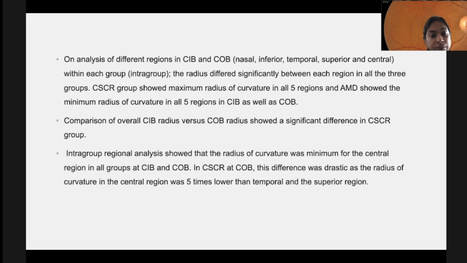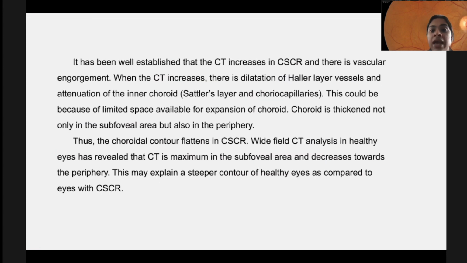Comparison of overall CIB radius versus COB radius showed a significant difference in the CSCR group. Within the CSCR, the outer boundary and inner boundary were significantly different. Intra-group regional analysis showed that the radius of curvature was minimum for the central region in all the groups at CIB and COB. In CSCR at COB, this difference was drastic as the radius of curvature in the central region was 5 times lower than the temporal and superior region. It has been well established that choroidal thickness increases in central serous chorioretinopathy and there is vascular engorgement.